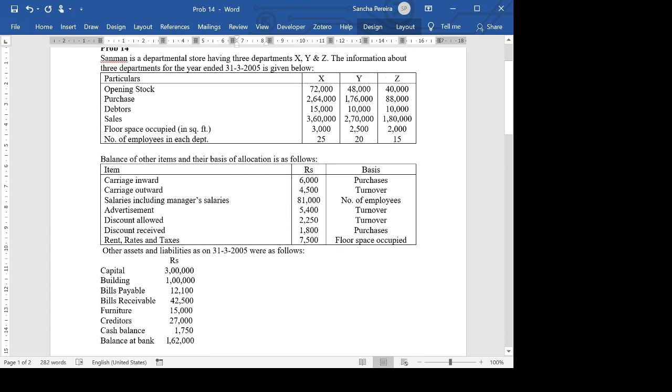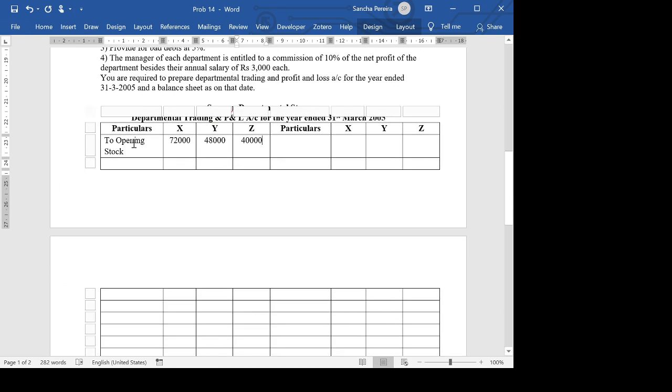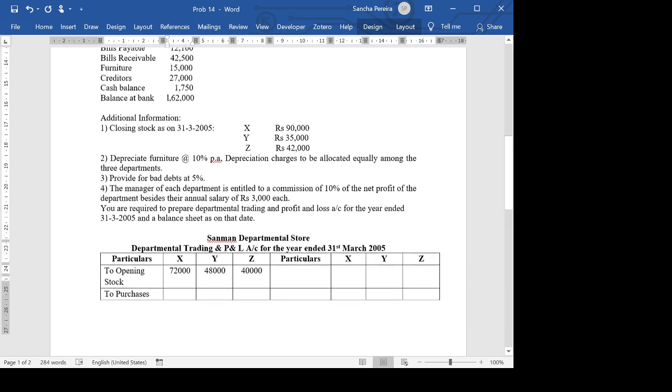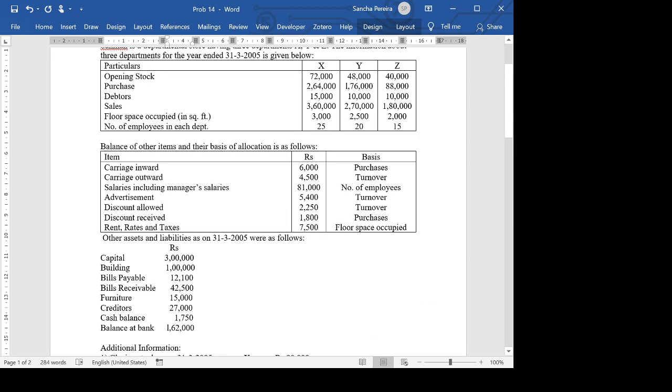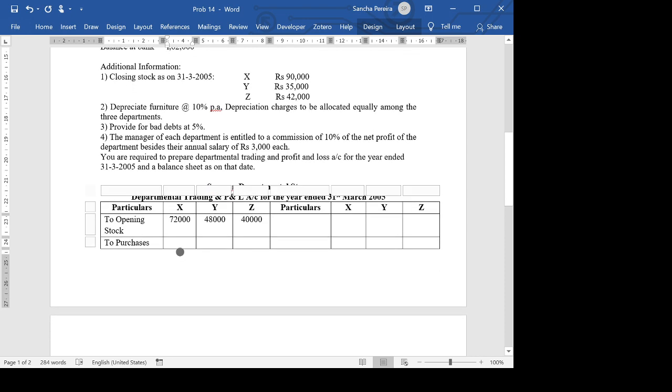Then there are purchases, two purchases: 2,64,000, 1,76,000, and 88,000.